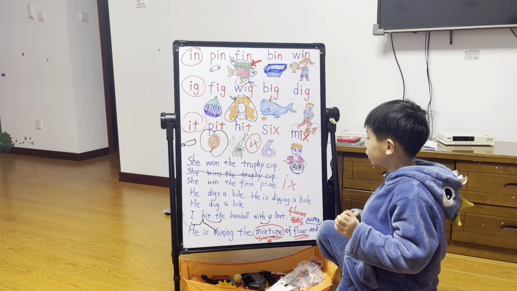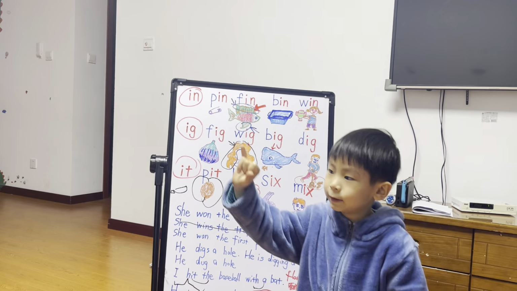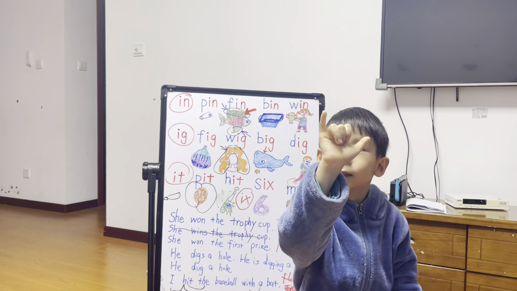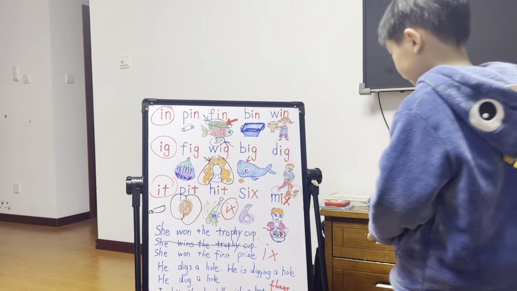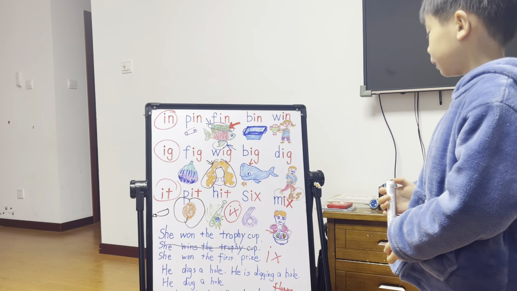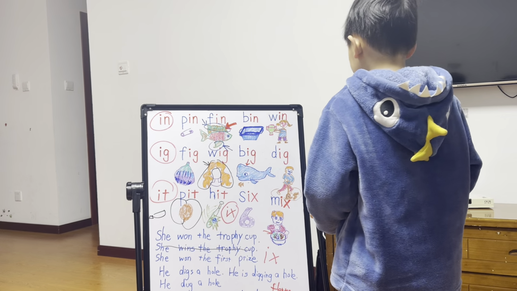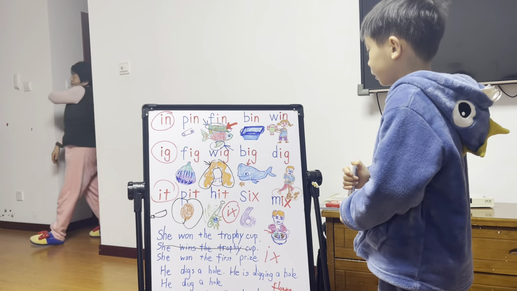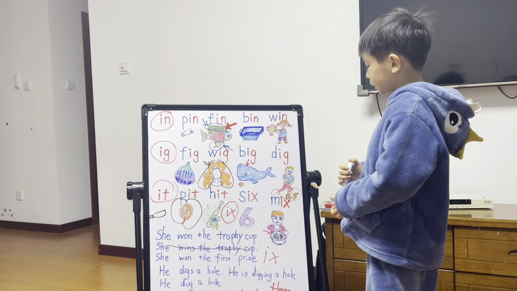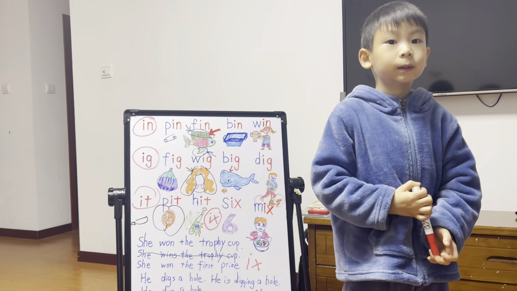How do you say S-I-X? I-X says ix. Six, okay. Mix. Okay.